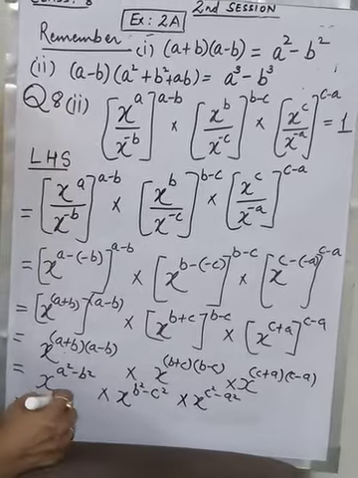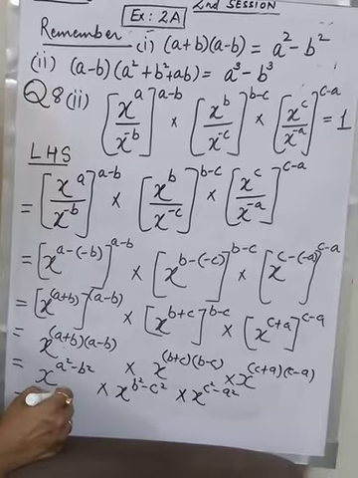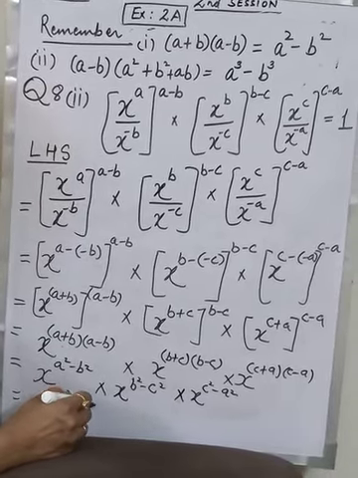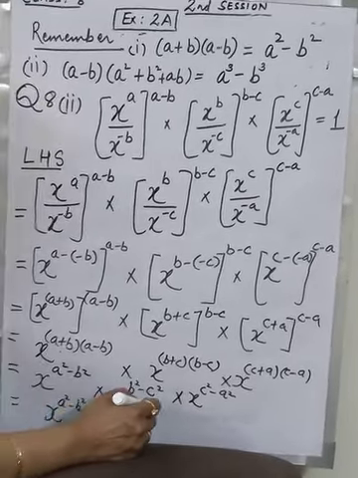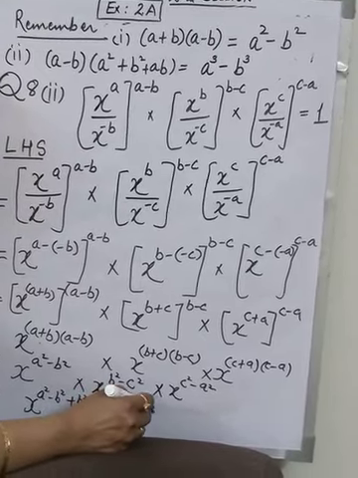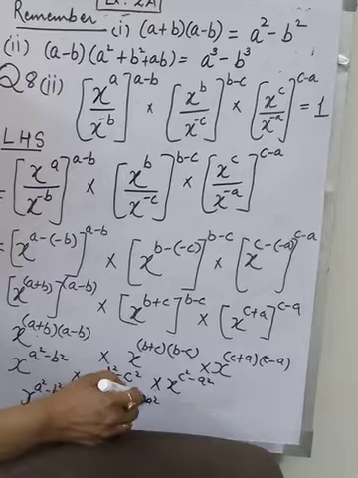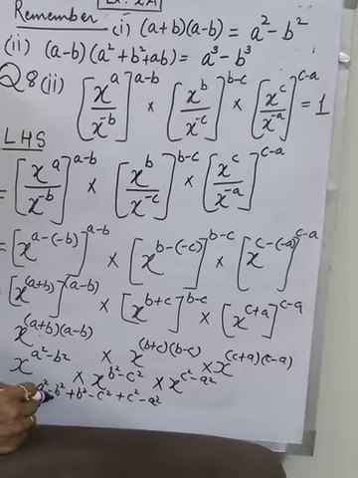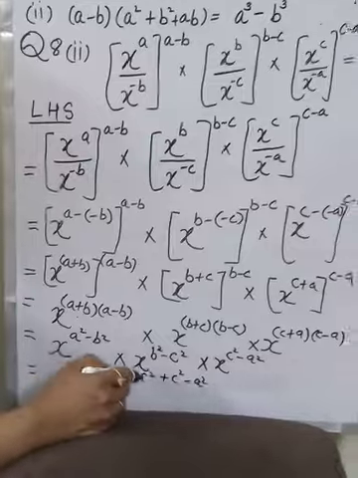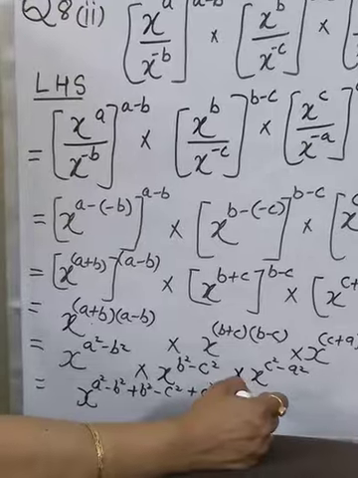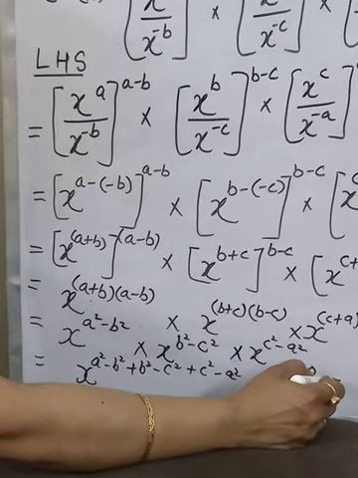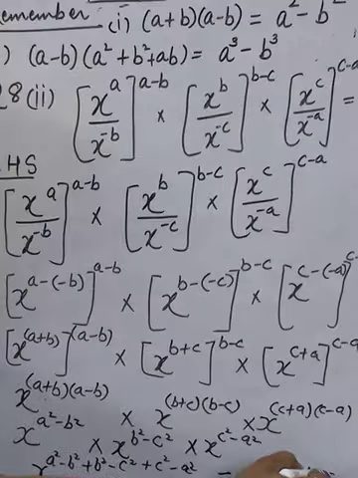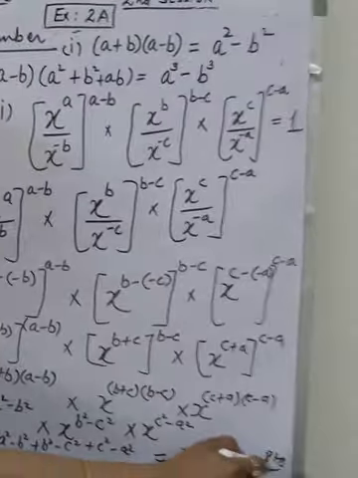Now on multiplication, powers get added, so we add all the powers, a square minus b square plus b square minus c square plus c square minus a square. You find a square and minus a square is getting cancelled, minus b square and plus b square is getting cancelled, and plus c square and minus c square is getting cancelled. So what we get finally, x has no power, that is 0 power, and that is equal to 1, that is equal to RHS, and hence verified.